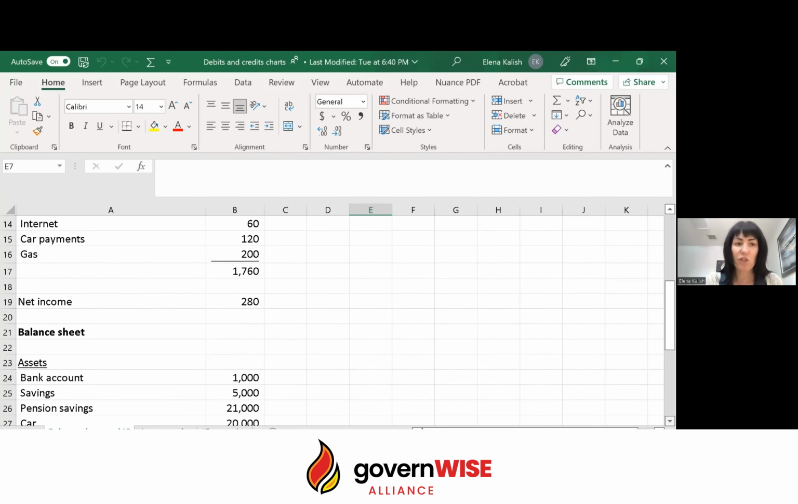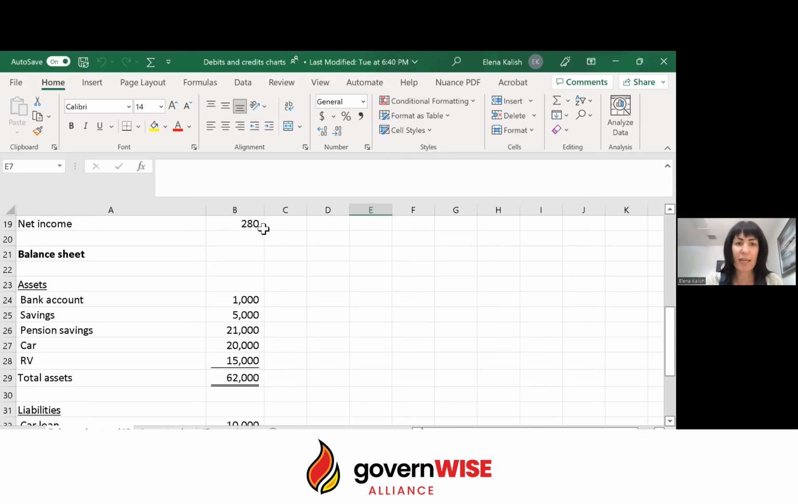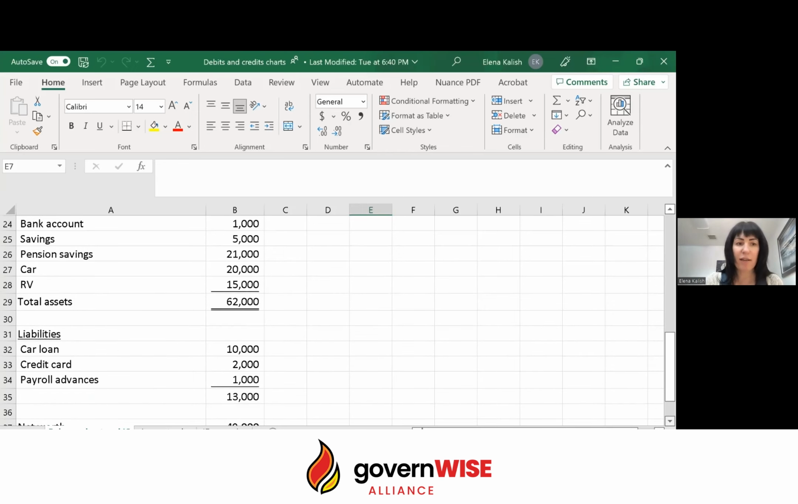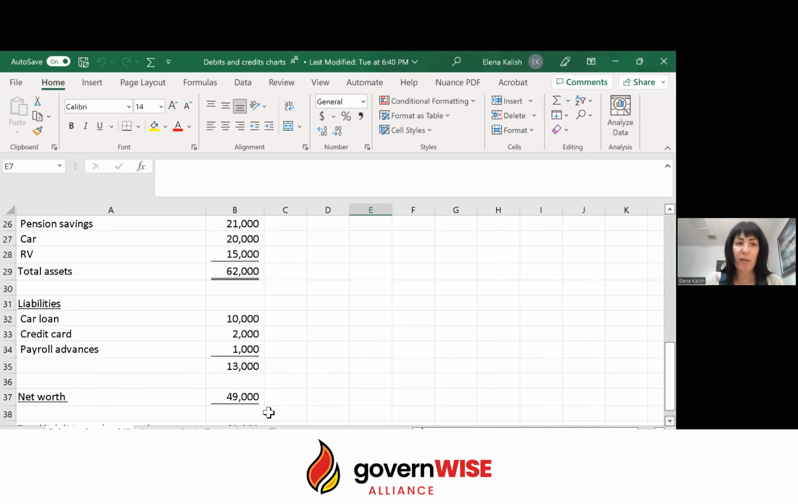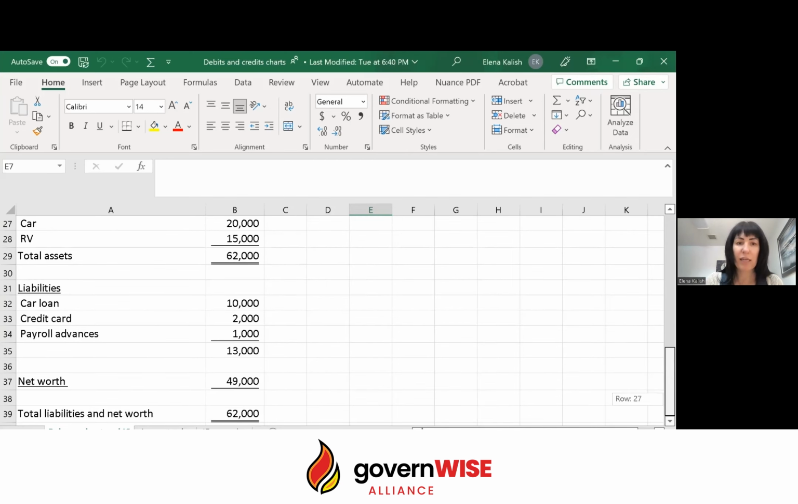Then the balance sheet for the same band member shows some assets, what the band member owns. There is a bank account, a savings account, some pension savings, a car, and an RV. Total assets are $62,000. And then liabilities, or debt, are a car loan, some credit card payable, and some payroll advances. The net worth for this band member is the difference between assets and liabilities. In this case, it's $49,000, right?